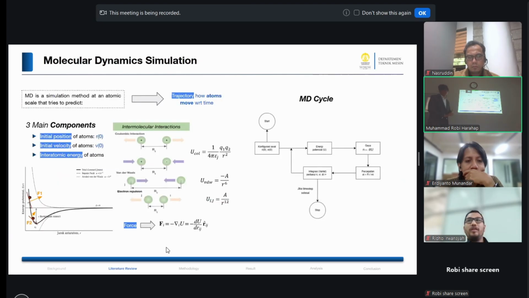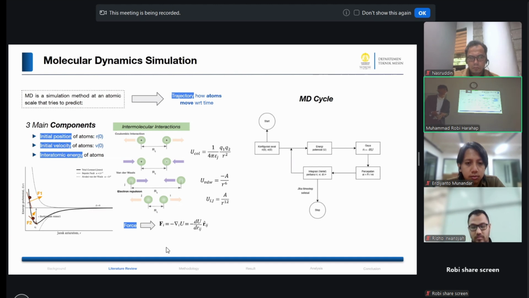Okay, now let's talk about what MD is. Molecular dynamics simulation is basically a simulation method that tries to predict how a molecule moves, how it interacts, and how it affects properties like thermophysical or mechanical. There are three main components.